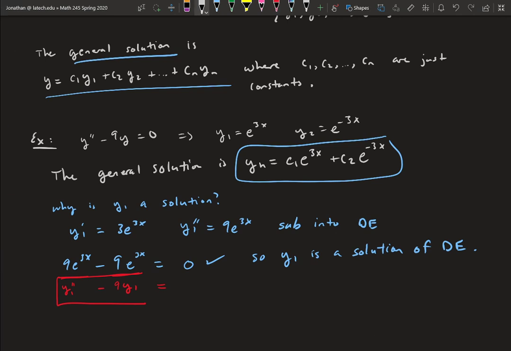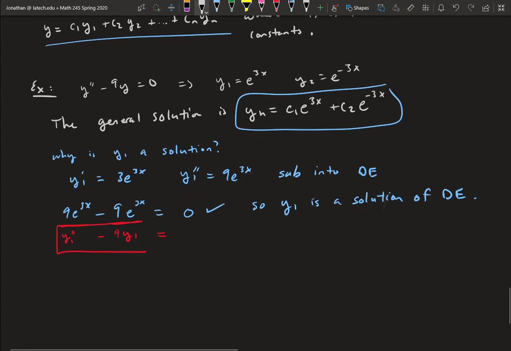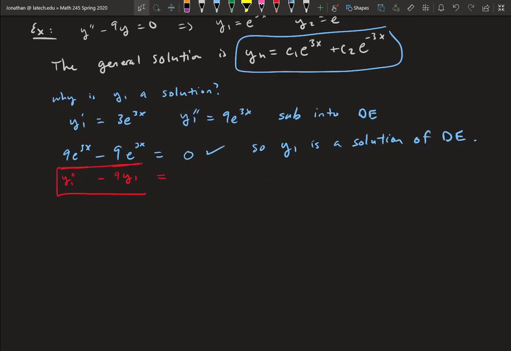So that's a good way for you to check in general whether the function that I have is actually a solution to the differential equation. Just take its derivatives and plug it in. It's the easiest thing to do, for sure. So that's the general solution of a differential equation. Now, what about a non-homogeneous equation?